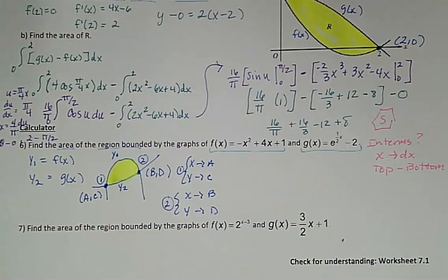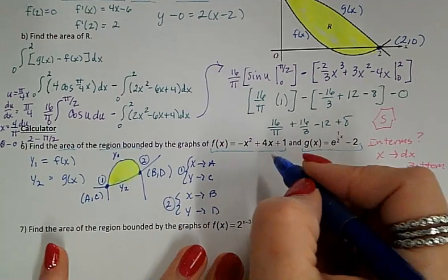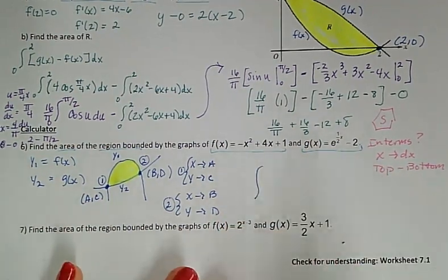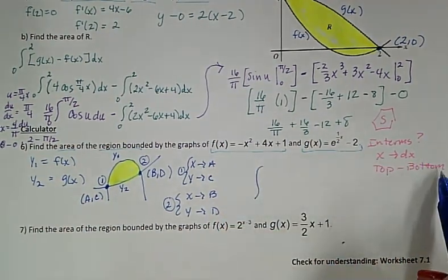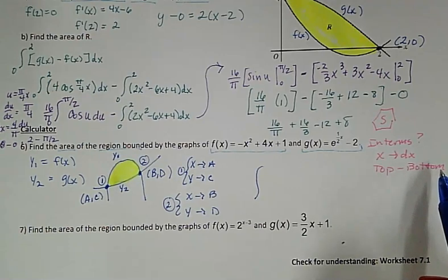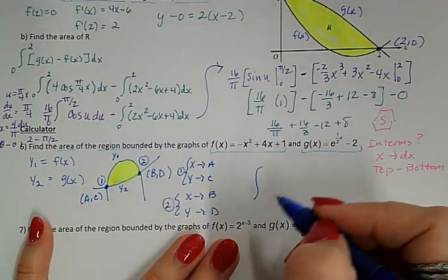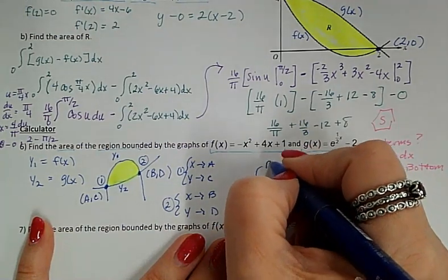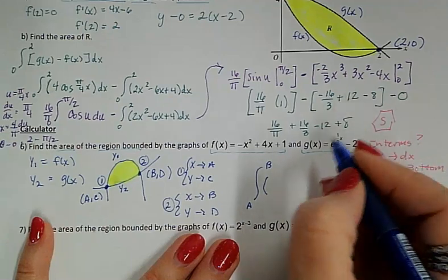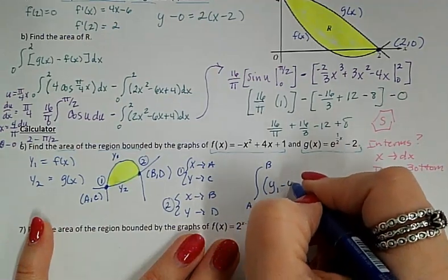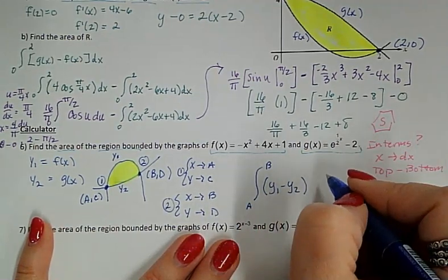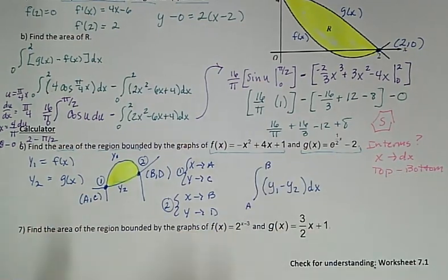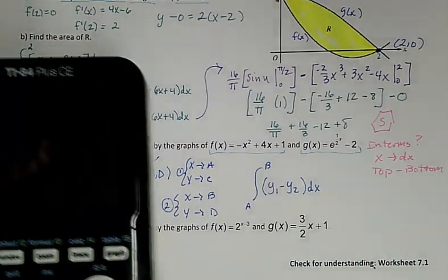All right, once I have that, then I'm just going to set up the integral. So my integral then is going to be, the questions were in terms of X, so top minus bottom. So that means I need X left, X right. And so my X left is going to be A, my X right is going to be B, and then I'm going to be doing Y1 minus Y2 with the variable of integration of dx. Okay, so now let's go to our calculator and do all the stuff that we need to do.